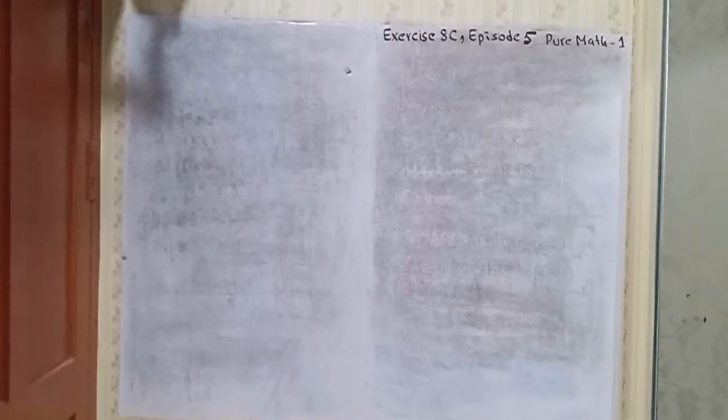This is 8C, and this is the fifth episode on this exercise. We are working on the solution of the course book, and the maths we are studying is Cambridge International AS and A Levels Maths 9709. So in this video, we are going to do the last few questions of exercise 8C. So let's start.